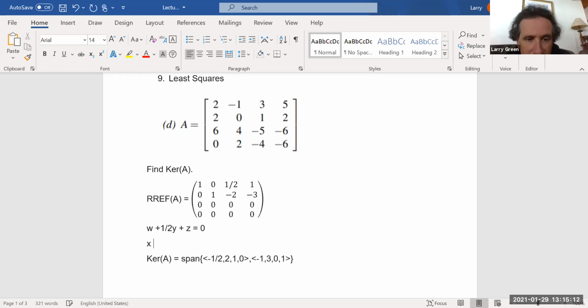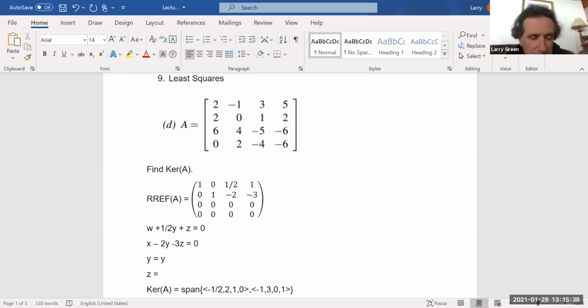And then I said X minus 2y minus 3z equals 0. And it helps to write y equals y and z equals z. You can always write those, right? Any questions on that so far?